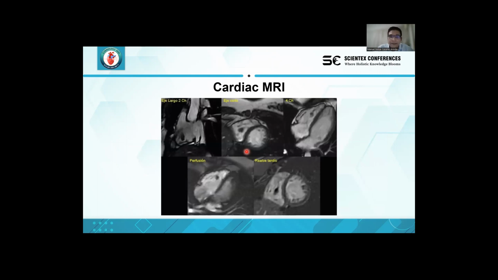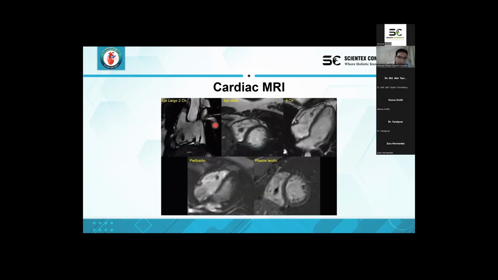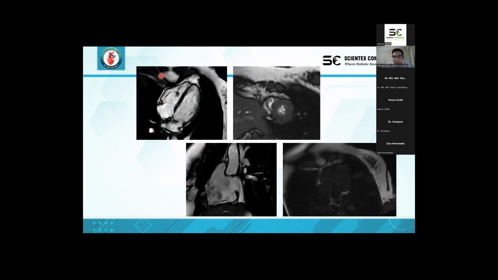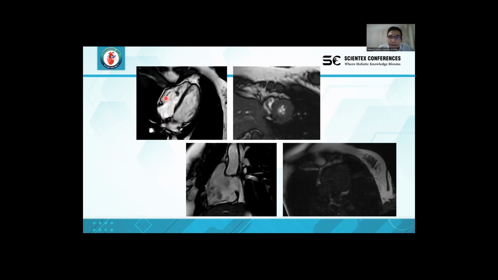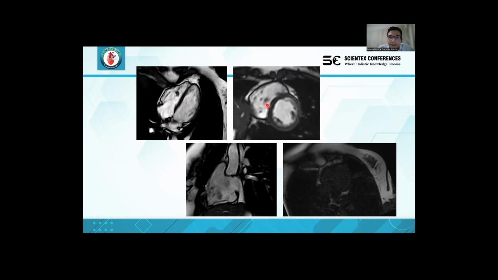In the cardiac MRI in this patient, you can see the views: long axis, two chambers, short axis, four chamber, perfusion, and late gadolinium enhancement. In the four chamber long view, you can see this mass in the right ventricle. The right ventricle function is normal, and in the short axis you can see the same lesion.